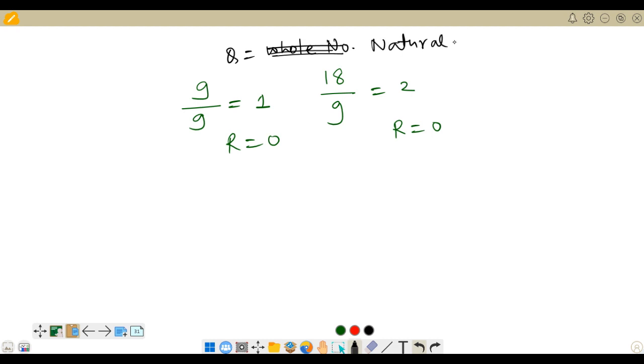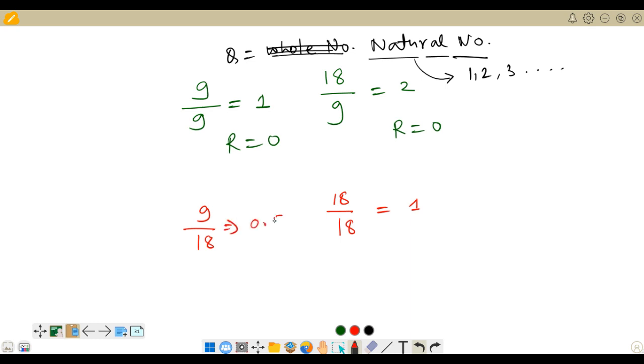Natural numbers start from 1, 2, 3 and keep on going. Now let's do it the opposite way. We have 9 and 18. Let's divide 9 by 18. I'll get 1 here, but I'll get 0.5 here. Still there is no remainder, but the difference is that here the quotient is a natural number, whereas there the quotient is not a natural number.